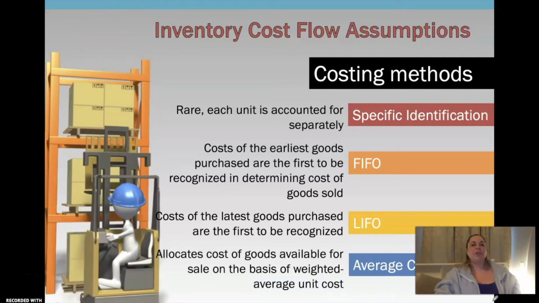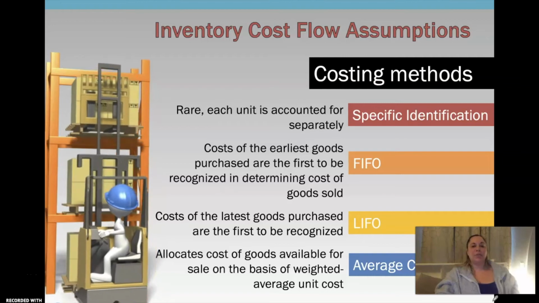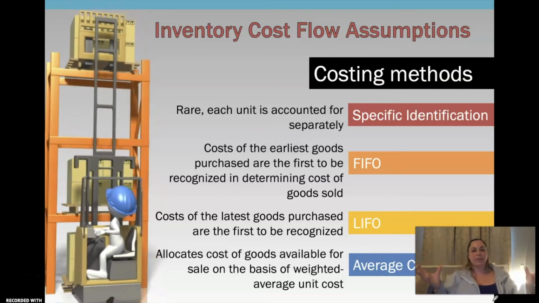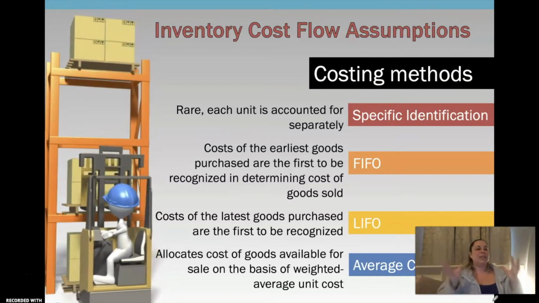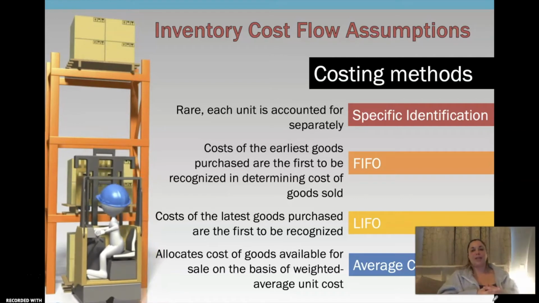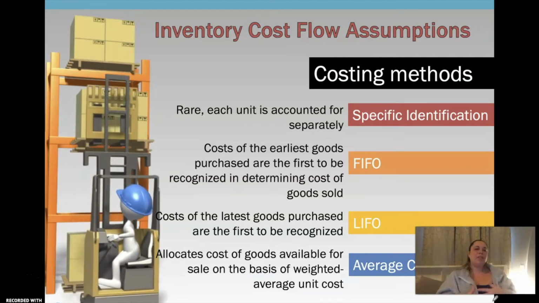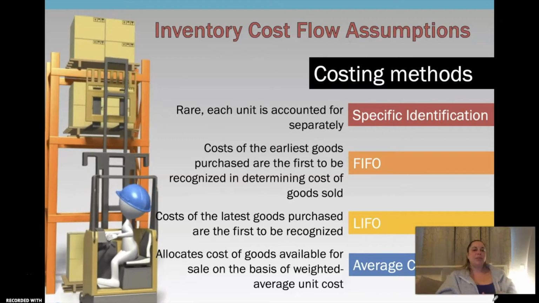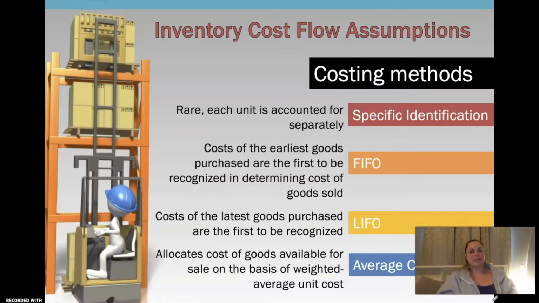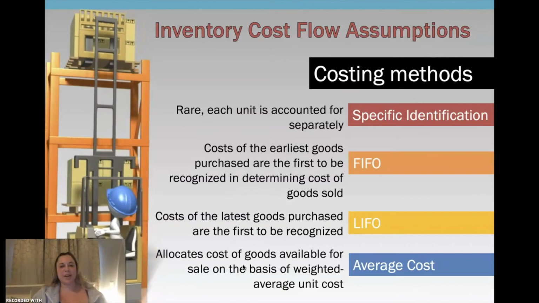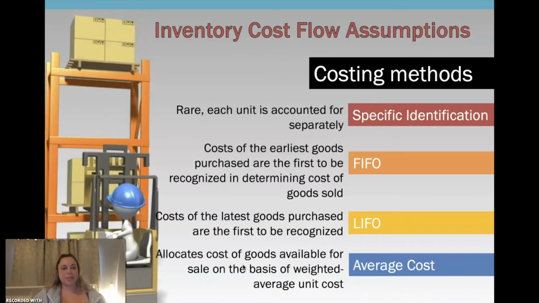Okay, and the last one is called average cost. All right, so the average cost is just in its name. We're going to just do an average of everything we bought throughout the year, and when we sell it, we're just going to use an average price for it. This one here, not as popular as LIFO and FIFO, but it is one that is used probably more than specific identification. Okay, so we're going to be talking about these 4 different cost flow assumptions next.